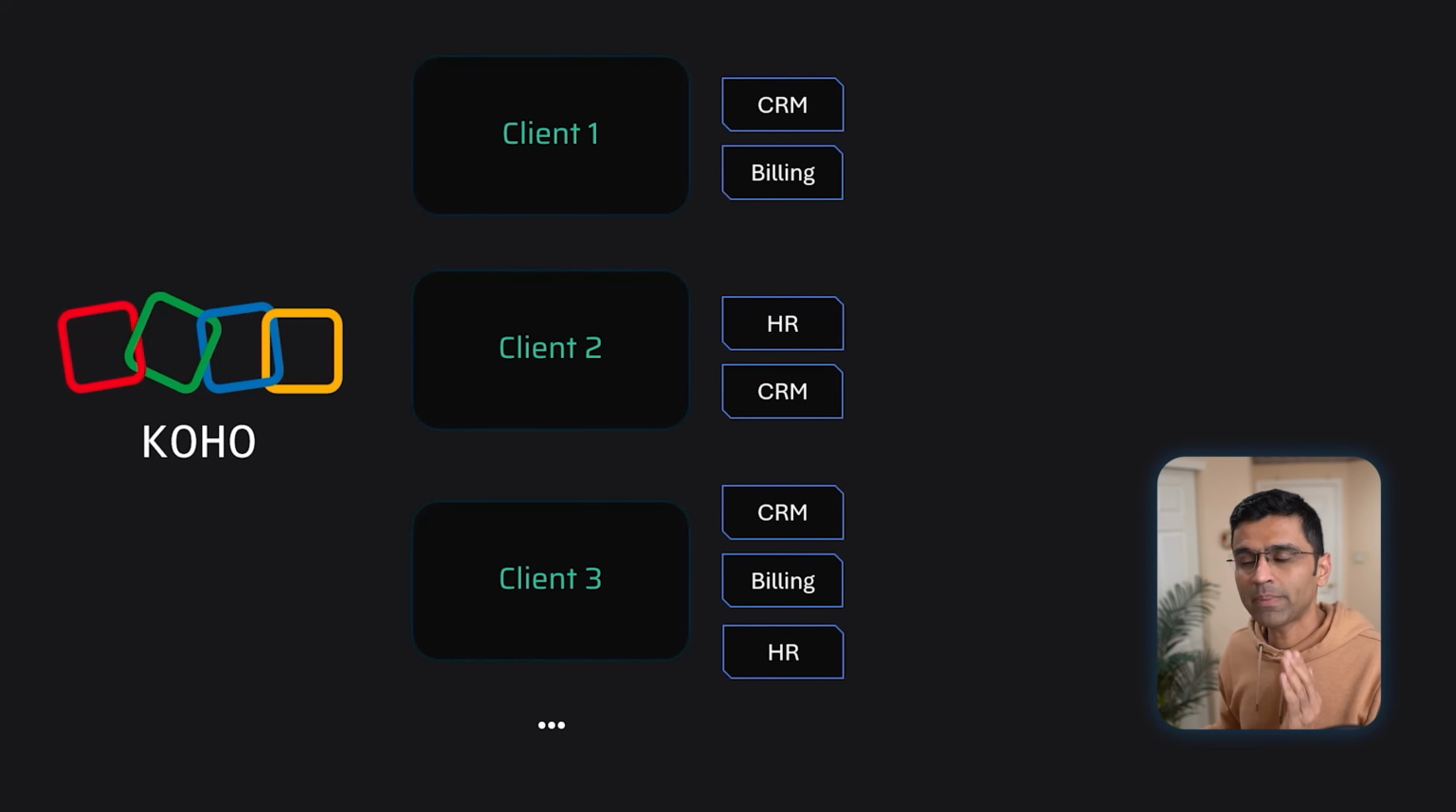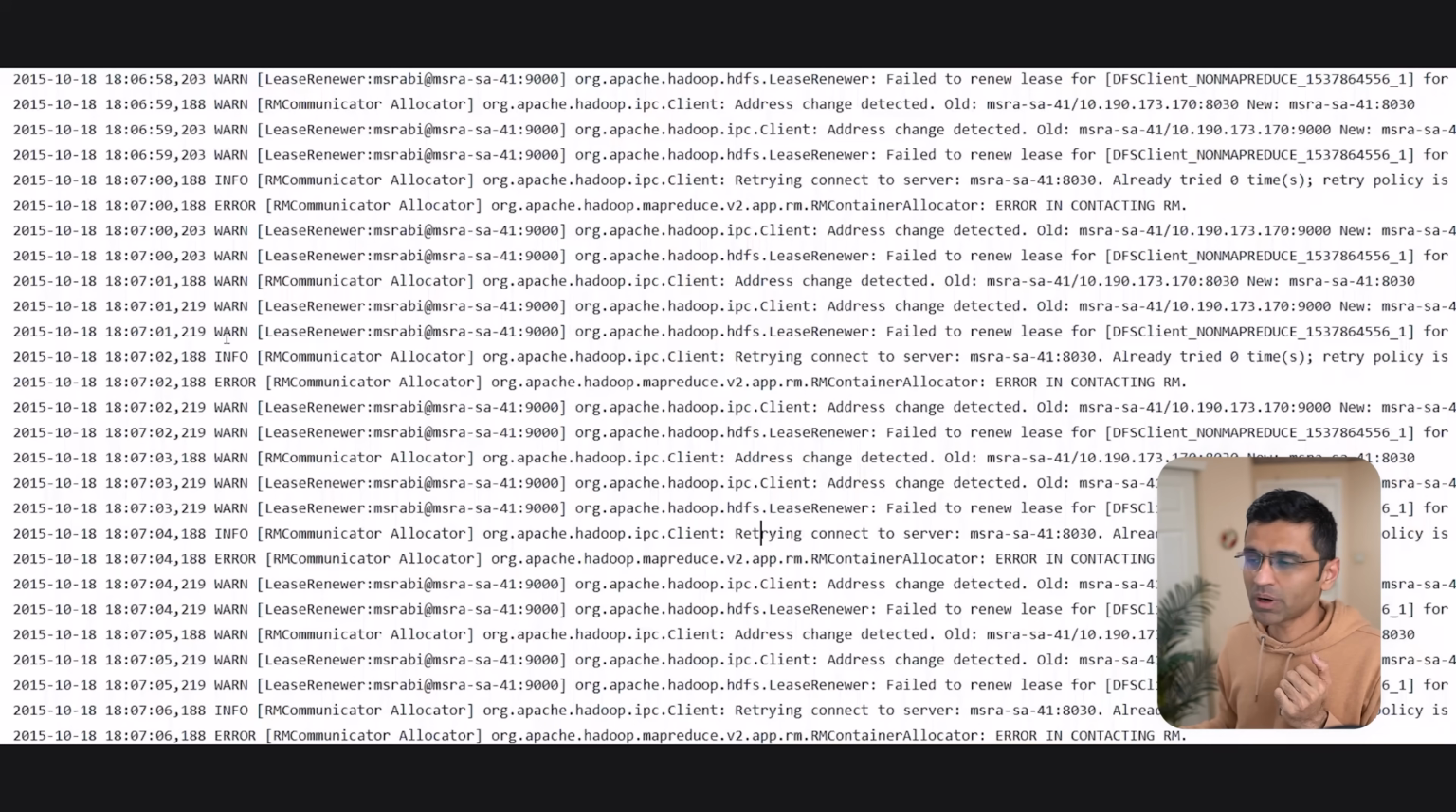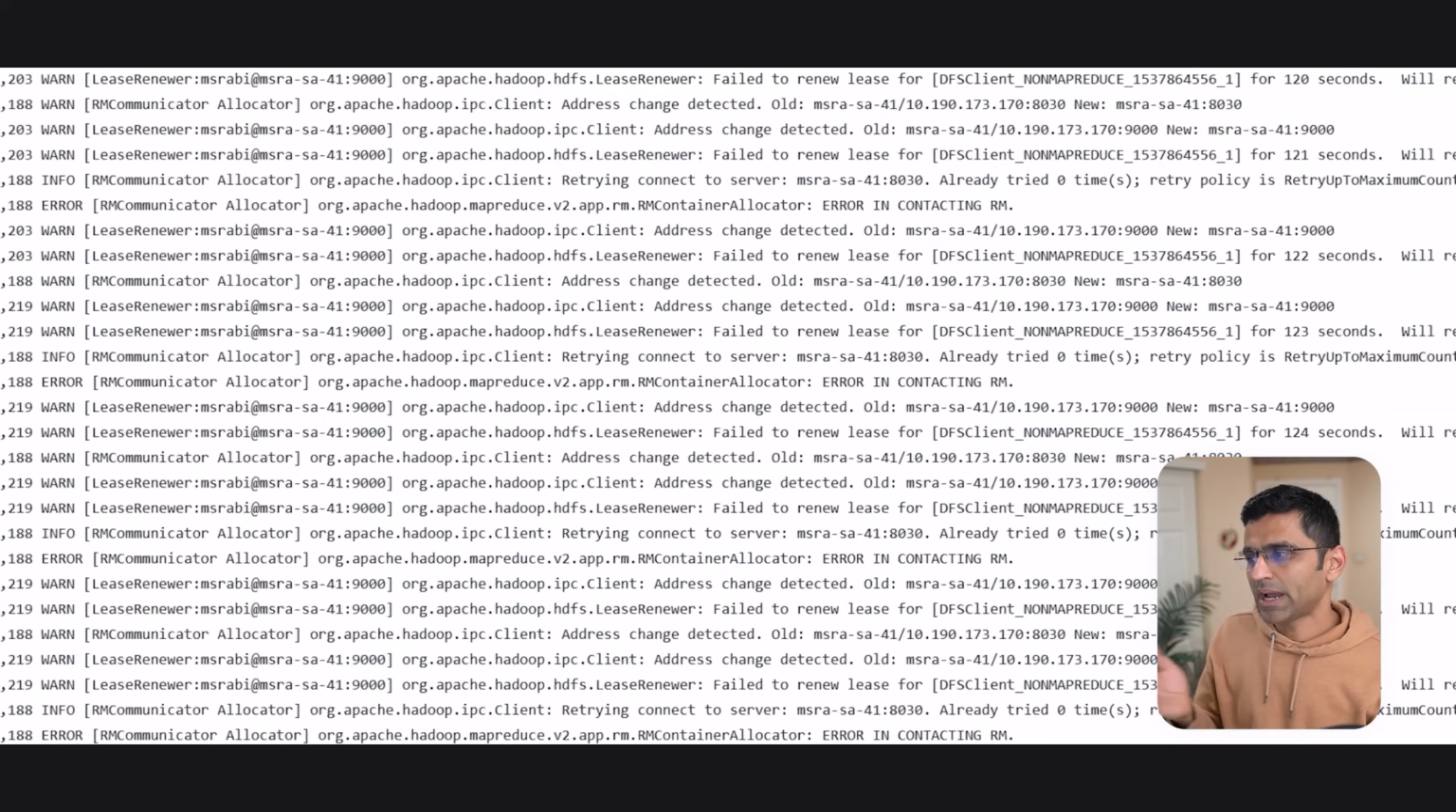Now, this company will have many clients, and all these clients will be using one or more of the software products which are offered by Coho. And all these softwares will be generating some type of logs. If you have done programming or if you're a software programmer, you would know that when you write software, you would write things into log files with some kind of log level such as warning, error, info, etc.